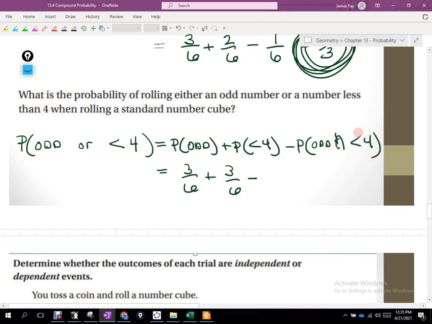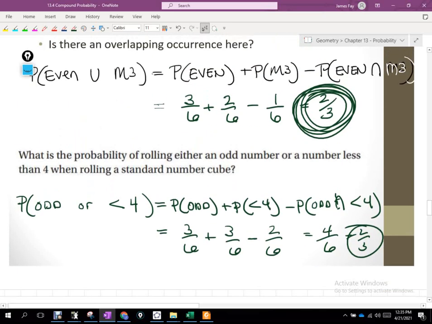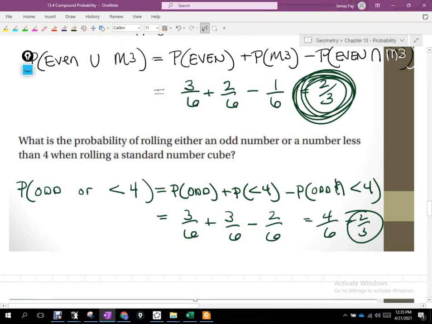So how many are odd and less than 4? 2: 1 and 3. So again, we get 4/6. So an even or a multiple of 3 is the same scenario, with the same ultimate probability, as an odd or less than 4.